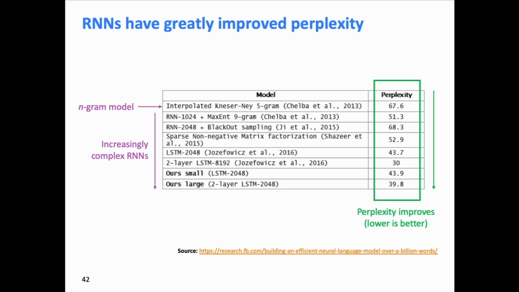So RNNs have been pretty successful in recent years in improving perplexity. This is a results table from a recent Facebook research paper about RNN language models. You don't have to understand all of the details of this table, but what it's telling you is that on the top row, we have an n-gram language model. And then in the subsequent rows, we have some increasingly complex and large RNNs. You can see that the perplexity numbers are decreasing, because lower is better. So RNNs have been really great for making more effective language models in the last few years.